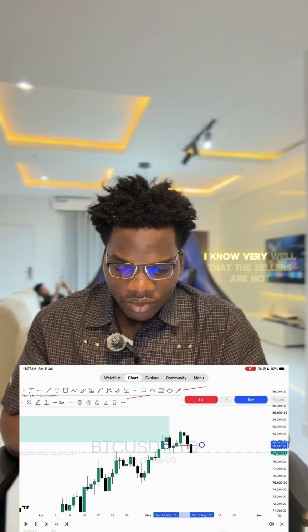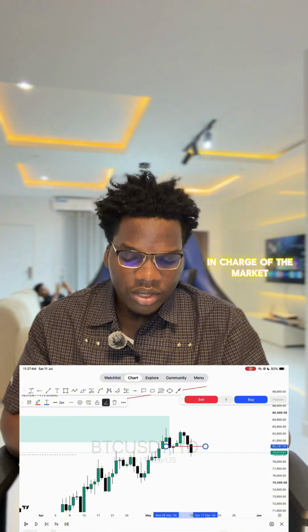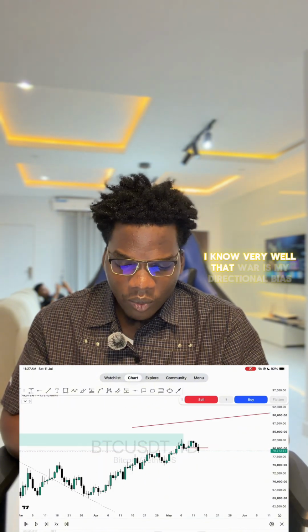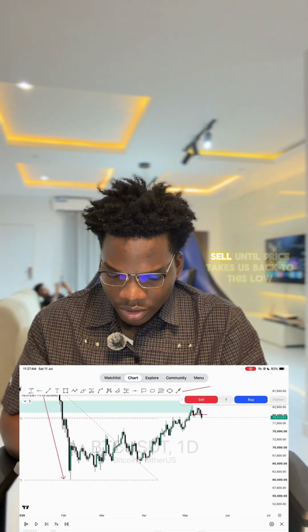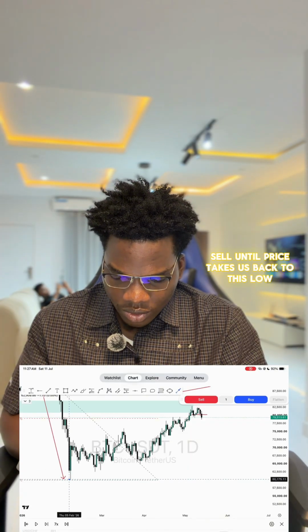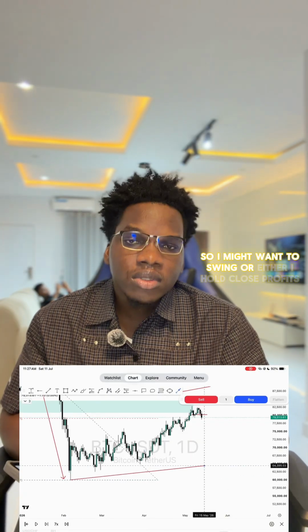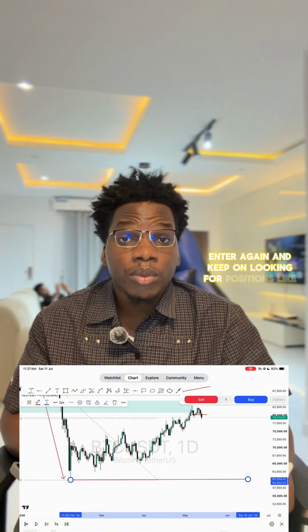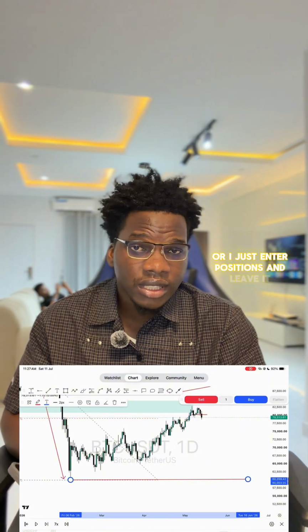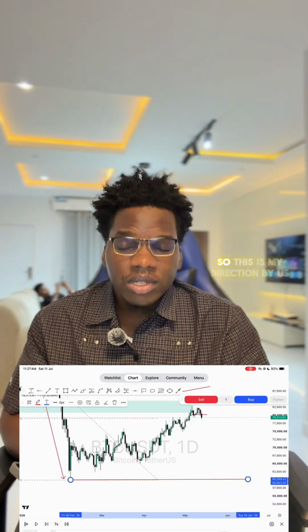Once I see this, I know very well that the sellers are now in charge of the market. So with this, I know very well what my directional bias is for this market for a while. My directional bias is going to be sell until price takes out this low. So I might want to swing, or I hold, close profit, enter again and keep on looking for positions, or I just enter positions and leave it until price takes out this low. So this is my directional bias now.